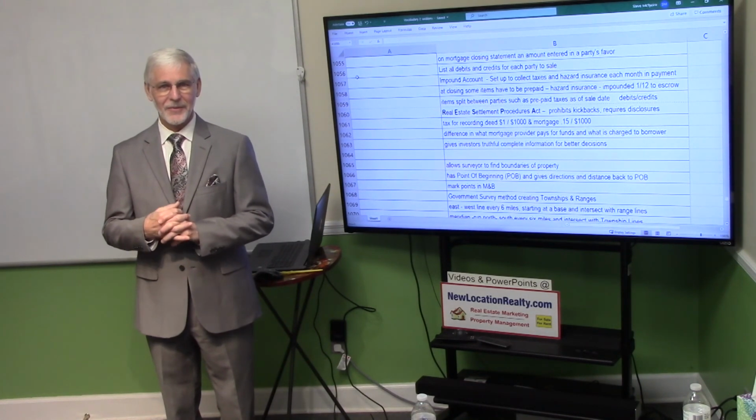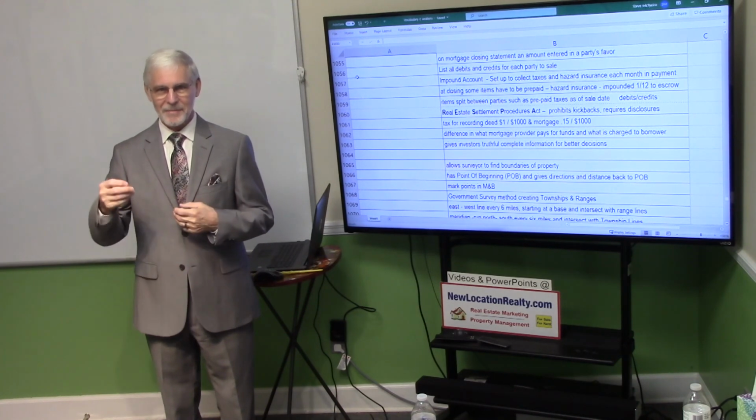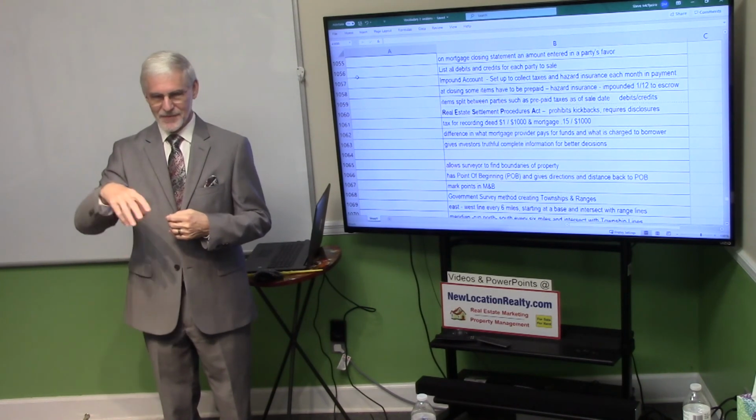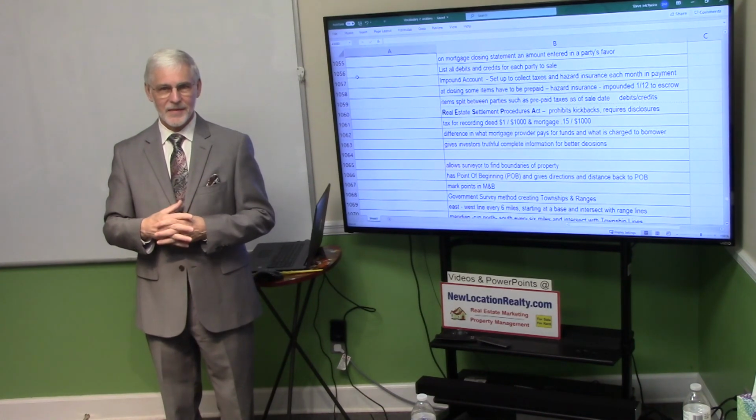So metes and bounds are no more surveyed. What are the points that mark the metes and bounds? Monuments. Those are called monuments.